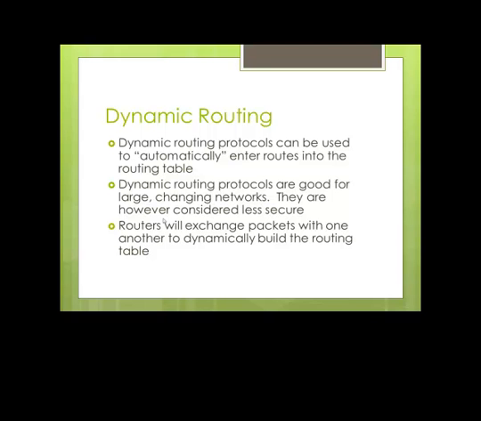A third way in which we can get routes into the routing table is dynamic routing. Dynamic routing protocols can be used to automatically enter routes into the routing table. Dynamic routing protocols are good for large changing networks. They are considered a little less secure because packets need to be exchanged between routers that have information about their directly connected networks. Because those packets could be sniffed or intercepted, it is considered less secure.